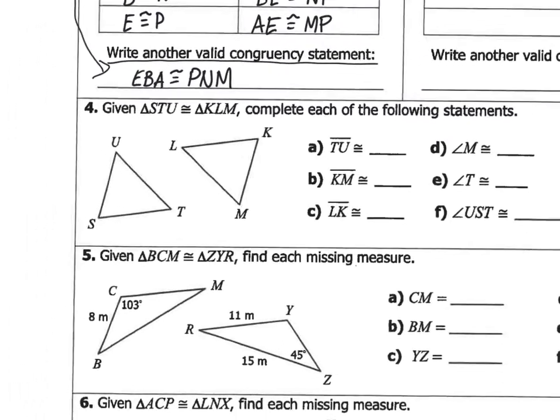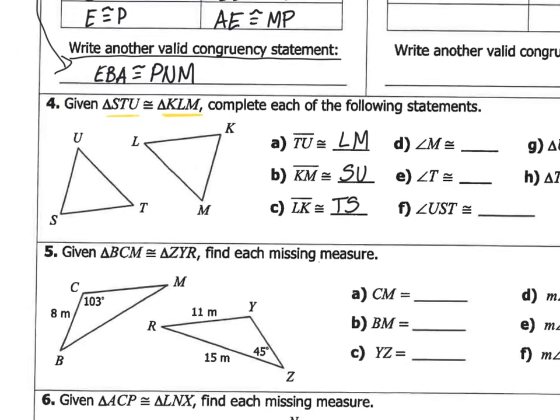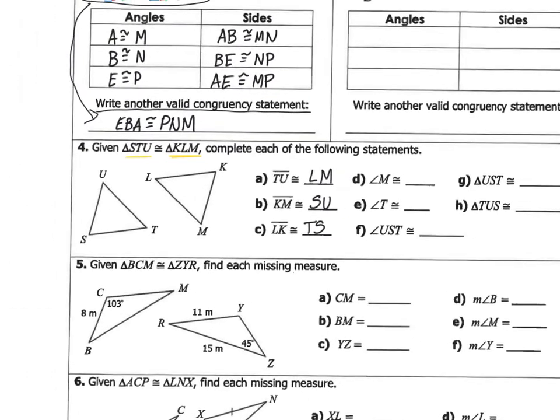Okay, so now it's asking what's going to be equivalent to what? So you're going to have to use this up here at the top to figure that out. So good. TU will be equivalent to LM. Okay. SU. Good. It's important that you write them in the order. LK would be what? Flip it. Good. Okay. Angle M would be equivalent to angle. Good. T would be equivalent to L.